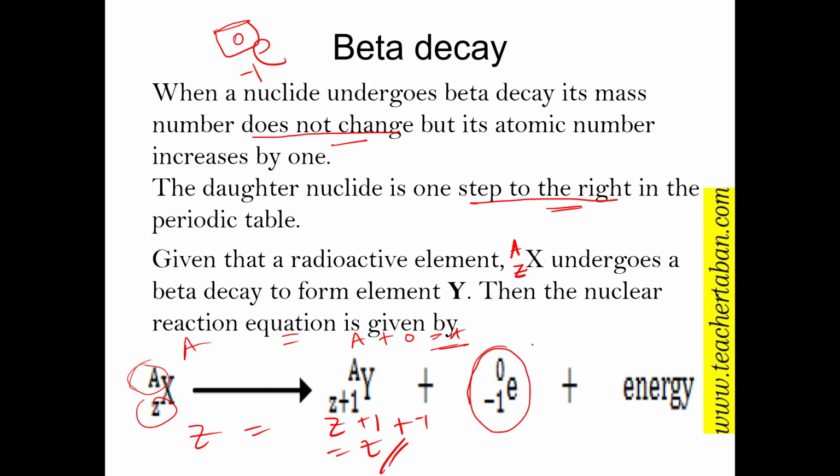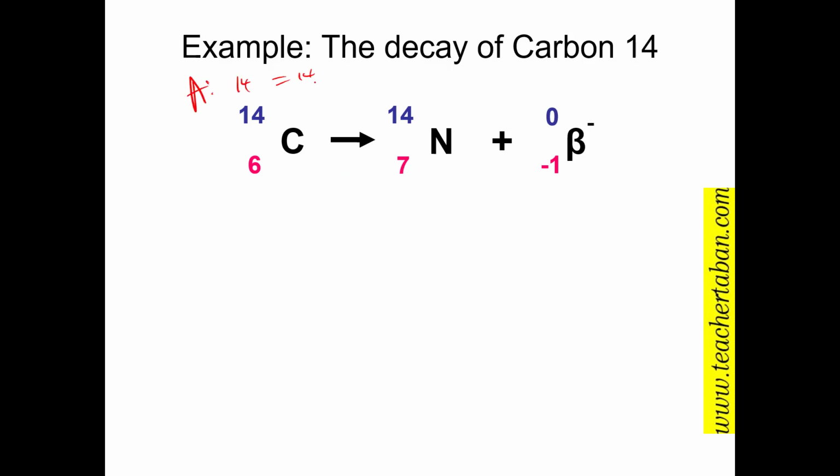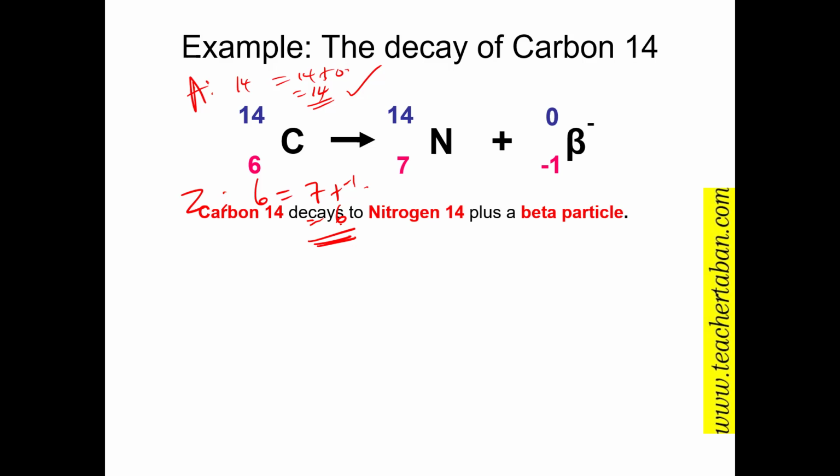We can write it like this, or we can simply write it as a beta minus, 0, negative 1, like that. So an example is carbon 14 atom decays to form a nitrogen atom like this. Can you try to prove this? For atomic mass, we have 14 equals 14 plus 0. So the atomic mass is balanced. That is good. And then the atomic number, 6 is equal to 7 plus negative 1, which is equal to 6. So even the atomic number is balanced. So that is a balanced equation. It means therefore that carbon 14 decays to nitrogen 14 plus a beta particle.